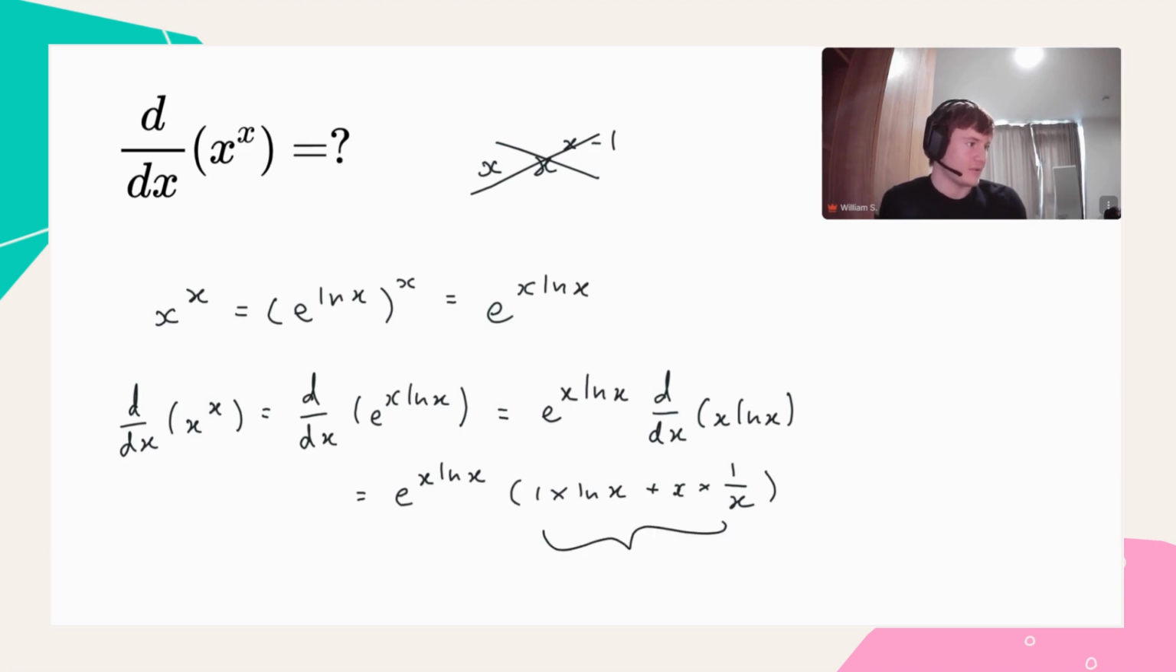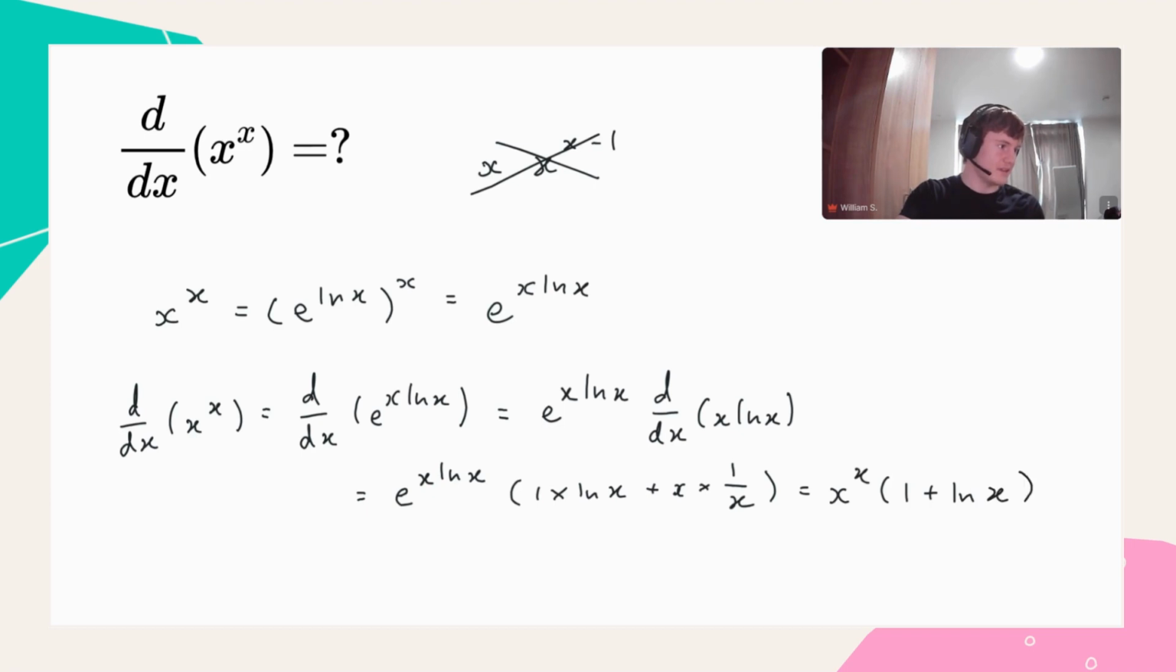So we're going to simplify what we have in the parentheses here. And also we're going to replace our expression of e to the x ln x with x to the x again. So x to the x times 1 plus ln x. Just like that, we have our final result.